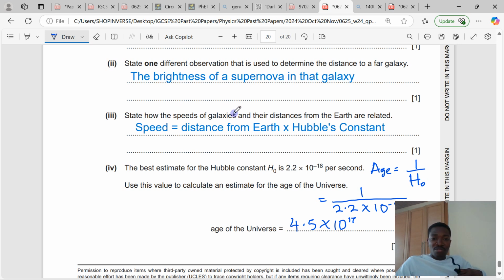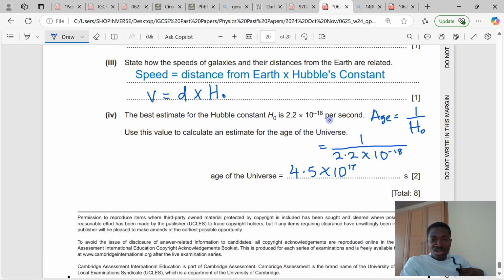State how the speed of galaxies and their distance from the Earth are related. The speed of a galaxy is equal to its distance from the Earth multiplied by Hubble's constant. That's the mathematical relationship. To get the age of the universe, you take the reciprocal of Hubble's constant. So the second question asks us to estimate the age of the universe: just do 1 over Hubble's constant. We already have Hubble's constant, and once you take 1 over this value, you get the age of the universe.